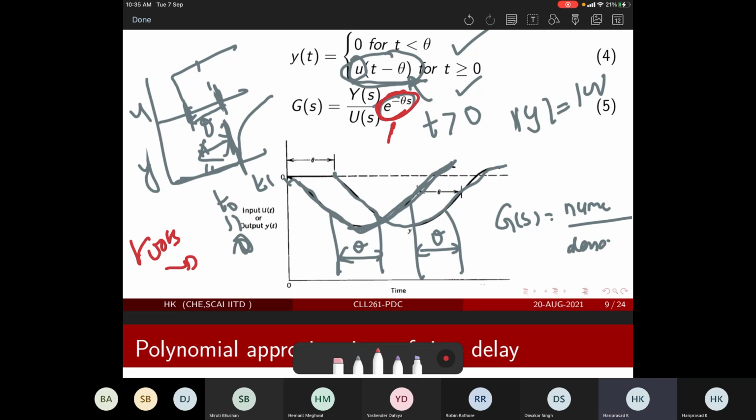So what could be one workaround here? Can someone say? So what will you do? If you are working with this particular system, and when you calculated the transfer function you have seen, okay, unfortunately an exponential term comes in. What would you do?